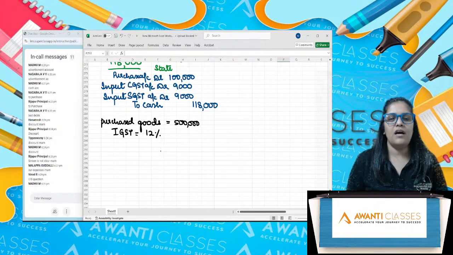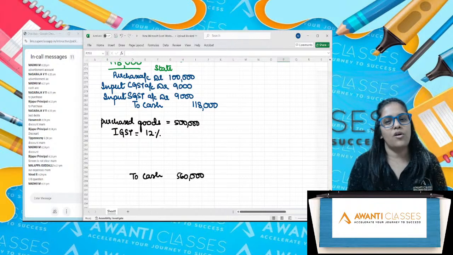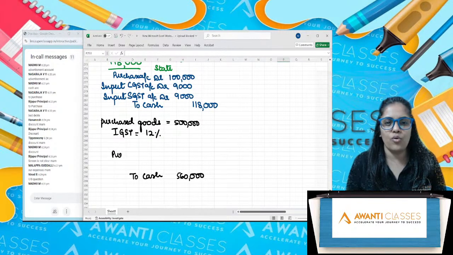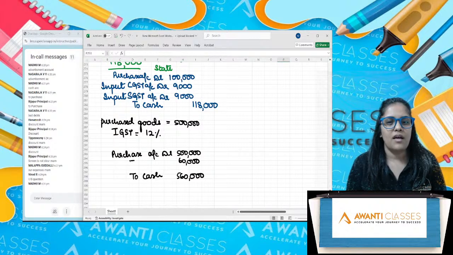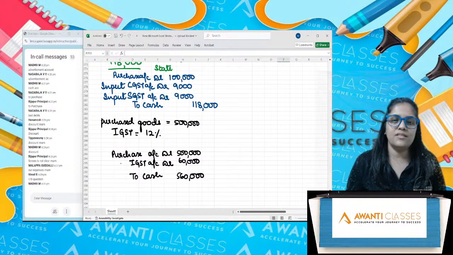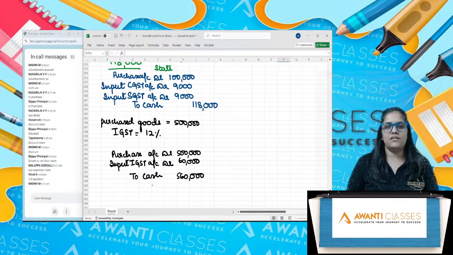Now we have to pay cash 5,60,000. Why? We have purchased goods, right? So towards goods 5 lakh, and another 60,000 towards IGST account. Since this is at the time of purchases, this will be called as input IGST.